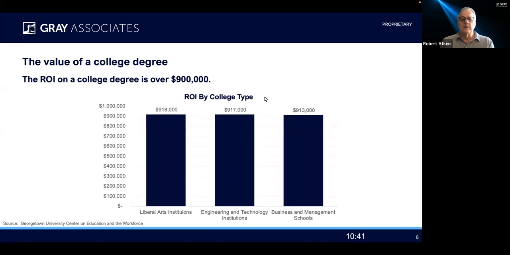For whatever reason, going to college either is done by people who have those propensities, or college really does help people have a better life. And it's certainly my belief. Just so you know, the source on this is the Georgetown University Center for Education in the Workforce. So it's a very reputable source, very thorough analysis, and college is worthwhile.